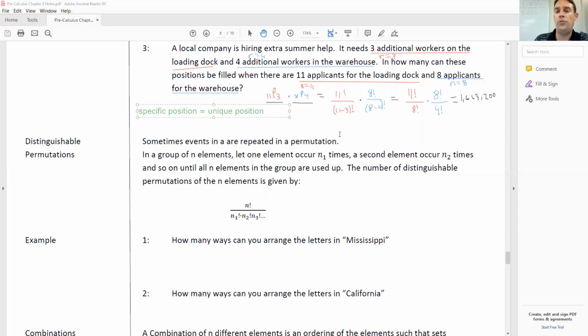So this one is if these positions are all specific positions. Now, if they're not specific positions, it would not be a permutation. It'll be something that we call a combination. So we're going to come back to this one in a second and look at what would happen if they aren't specific. So hang on to that. We'll be back here in a sec.